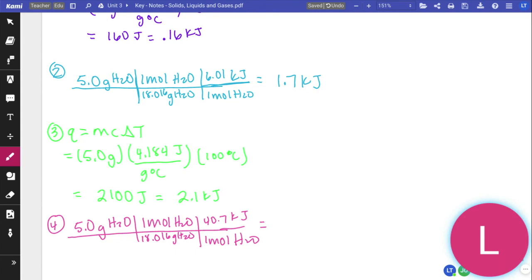So then once again, I have 2 sig figs and I solve it. So 5 times 40.7 divided by 18.016 gives me, what is that? 11 kilojoules.